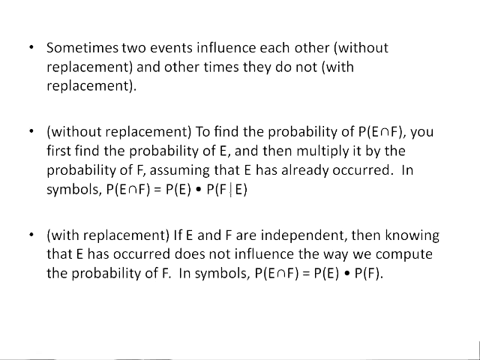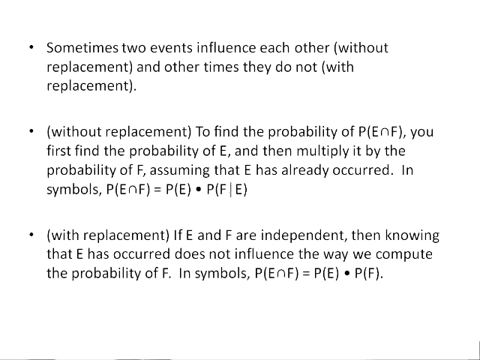To find the probability of the intersection of two events E and F, you first find the probability of event E and then multiply it by the probability of event F, assuming that E has already occurred. So you have the conditional probability as part of your multiplication here. Now in symbols, the probability of the intersection of those two events E and F will be equal to the probability of E multiplied by the conditional probability of F given E.